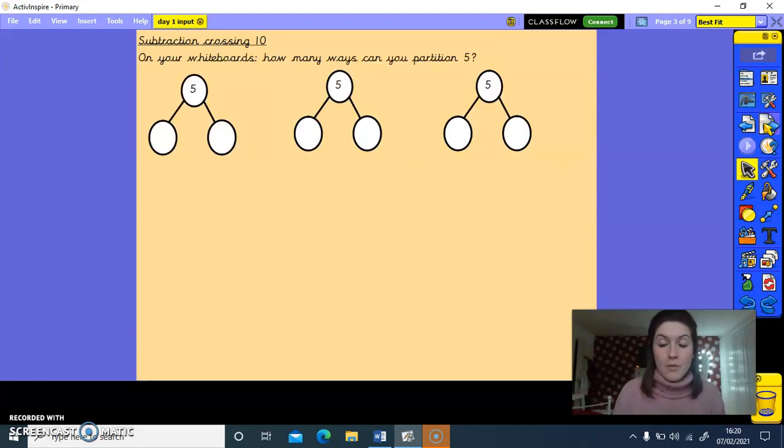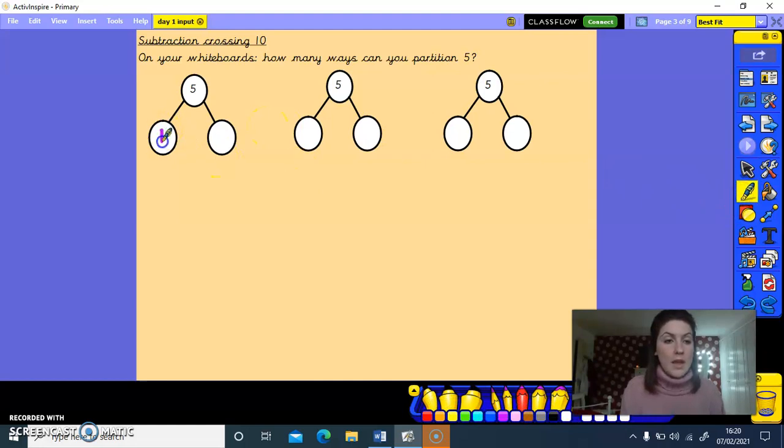On your pieces of paper in front of you, I want you to try and think of how many ways you can partition the number 5. So partitioning means splitting into 2 parts, like our part-whole model. So for example, we could do 1 here. So I've got 5 as my whole. If I already had 1, how many more would I need? 1, 2, 3, 4, 5. So the other part is 4, because I know 4 add 1 makes 5. I wonder if you can think of the other 2 ways. I'll pause the video and then you can see if you are correct.